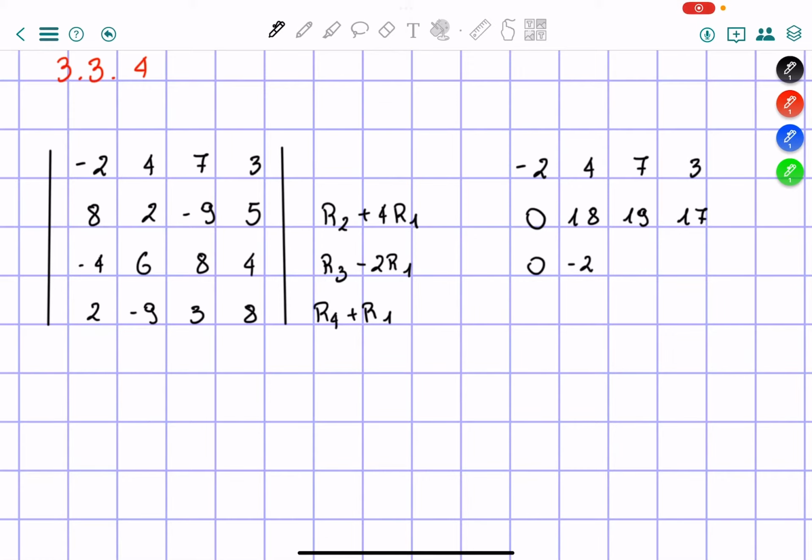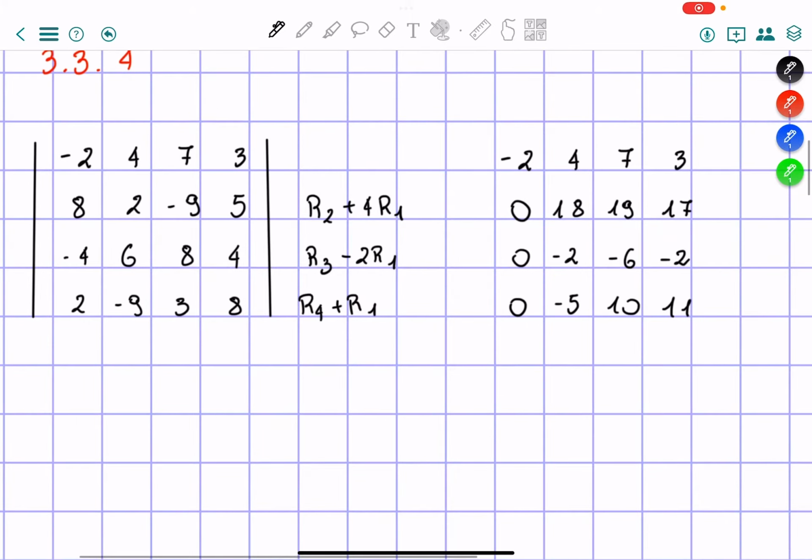Plus 8, sorry. It's going to be equal to negative 6. And then I would have here a negative 2. For the last row, I would have 0, of course. And then negative 5, 10, and 11. Just making sure I'm doing everything correctly. One more time. Okay, everything is correct.